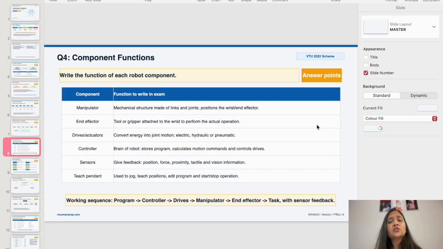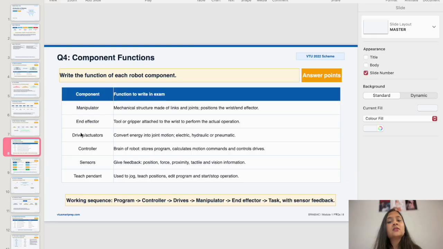Moving on to the next topic, component function. Here you have to explain what a specific component does, or what the function of that specific component is. Let's understand one by one. The manipulator is the mechanical structure made of links and joints, and the end effector is the tool or the gripper fixed at the wrist of the robot.